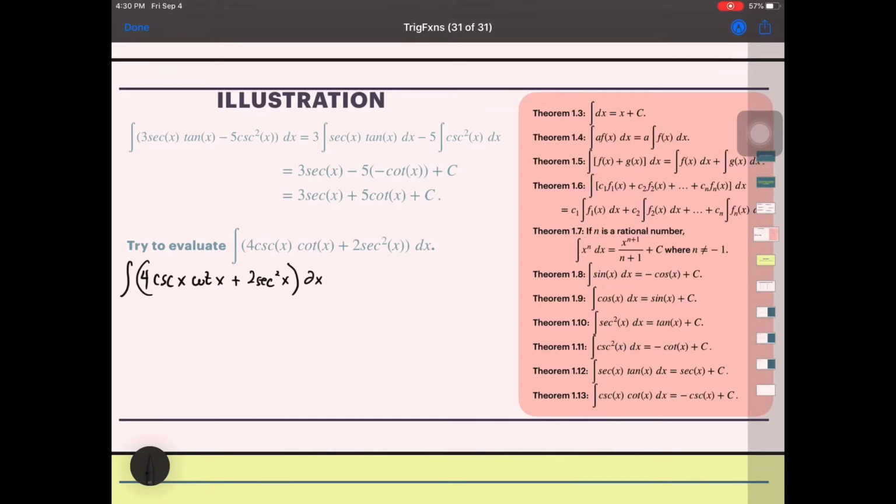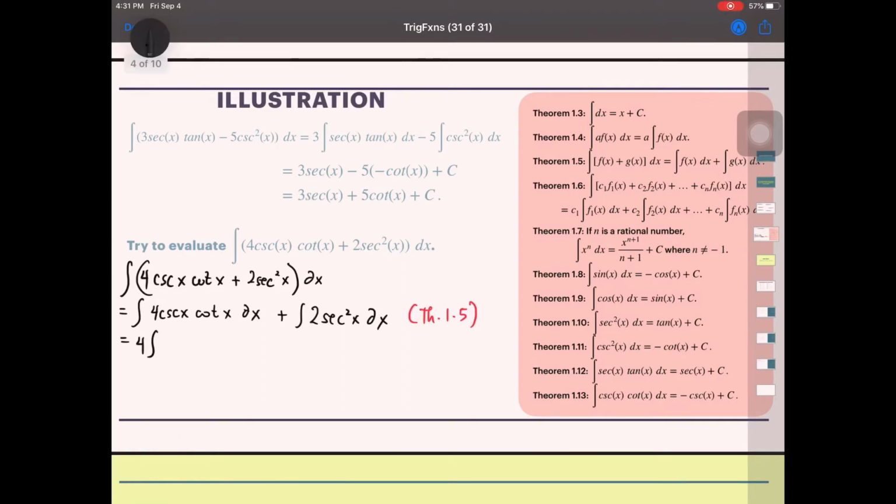From the given item, we can have the antiderivative of 4 cosecant x cotangent x dx plus the antiderivative of 2 secant squared x dx with the use of theorem 1.5. And using theorem 1.4, we can separate the constants there, 4 and 2. That's why we have this. Now using the corresponding antiderivative theorems, that would be theorems 1.13 and 1.10, we now have this.